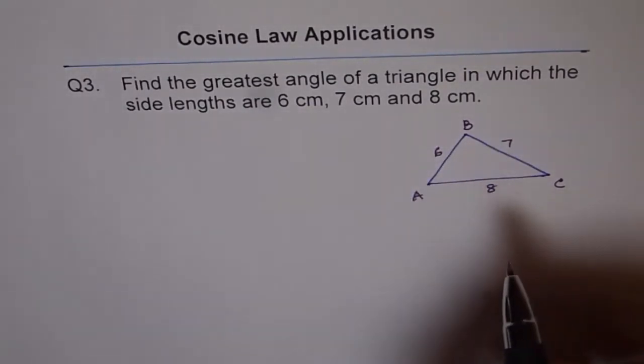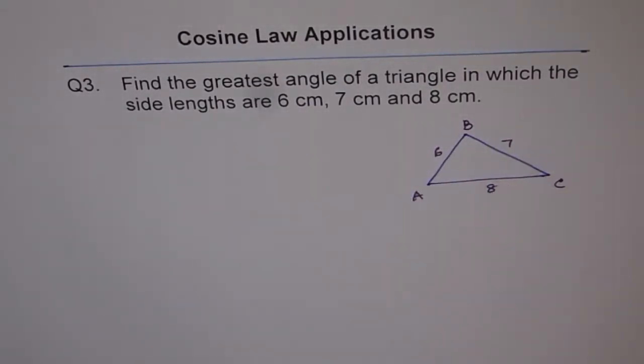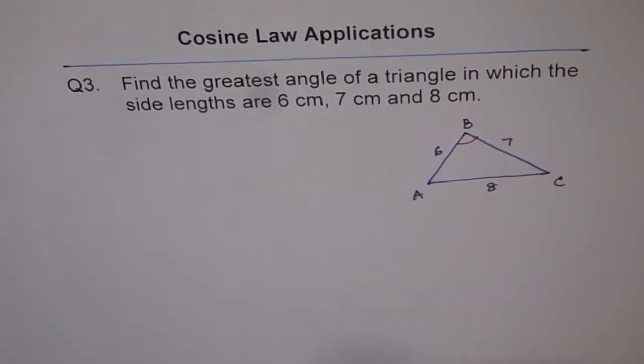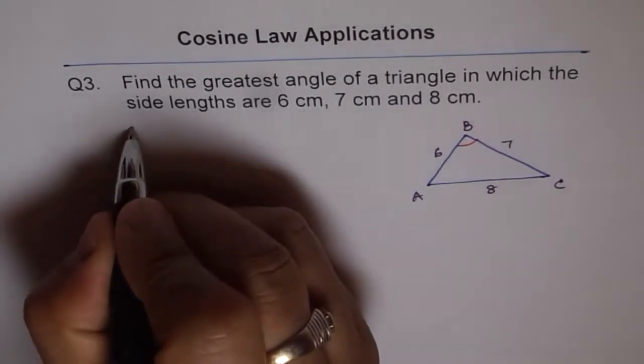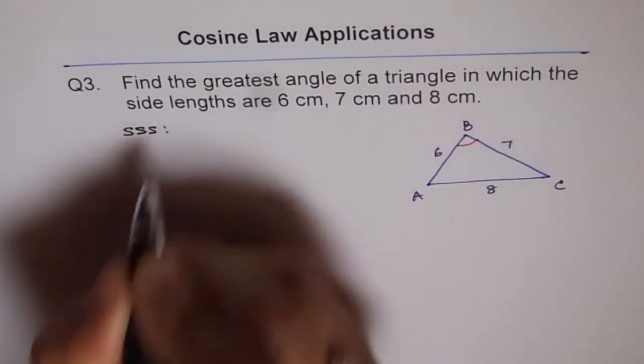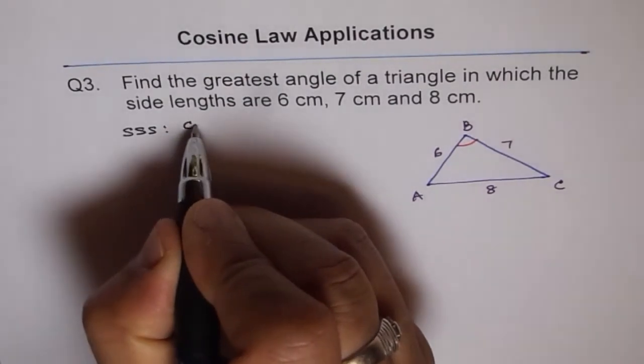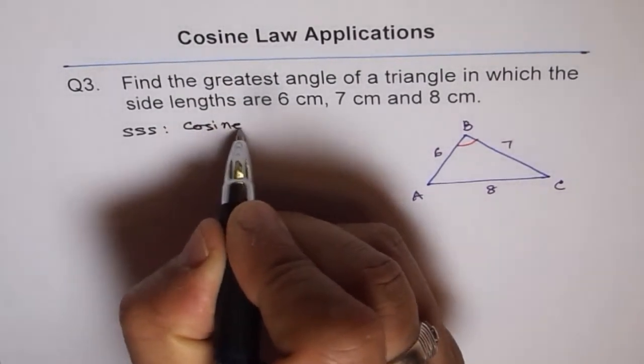Now, the greatest angle should be which angle? The angle opposite the longest side. So that is the angle which we are really interested in figuring out, right? Now in this case, since we have three sides, which law will you use? Sine or cosine? We are given three sides, and we need to find an angle. Then the only option for us is to use cosine law, right? So we'll use cosine law.